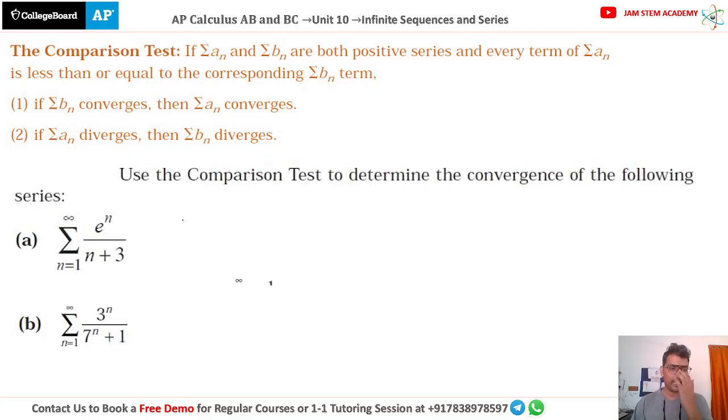For example, here we have this series, n equals 1 to infinity, summation of e raised to the power n over n plus 3. It is not a polynomial; an exponential over polynomial function is there. So p series or integral, I don't want to use those. It is increasing in nature also. So we are not able to use those previous tests.